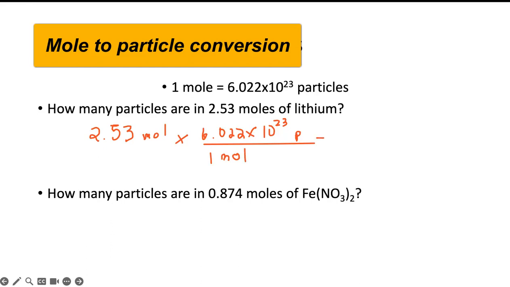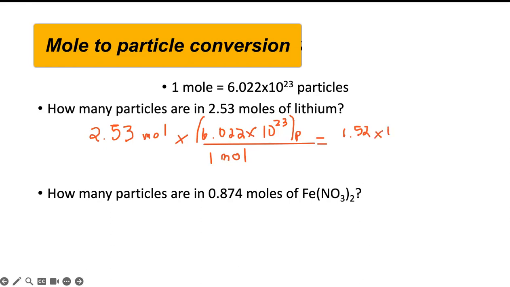When I plug this into my calculator, you usually want to put this number in parentheses. Just the number, not the words. The words don't go in your calculator. If I multiply this across and then divide by that, it's the same as just multiplying this times that. And when I do that, what I get is 1.52 times 10 to the 24th particles.